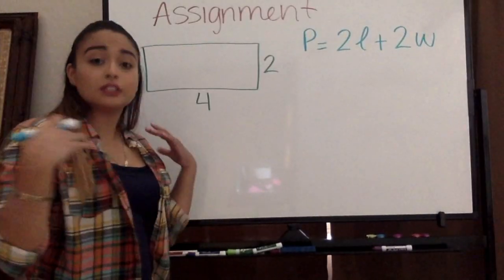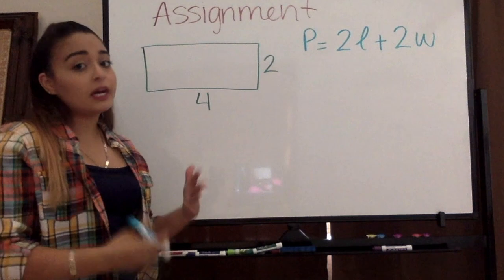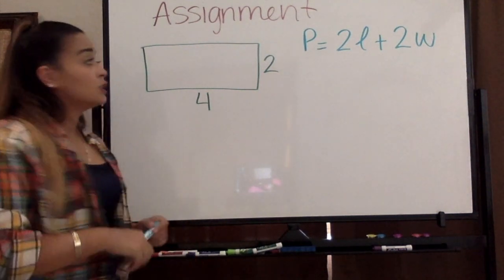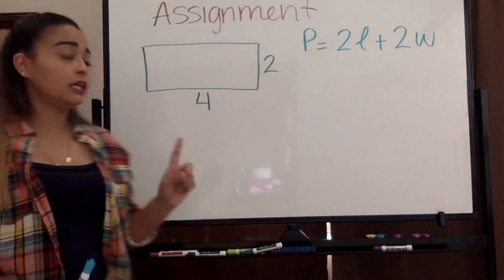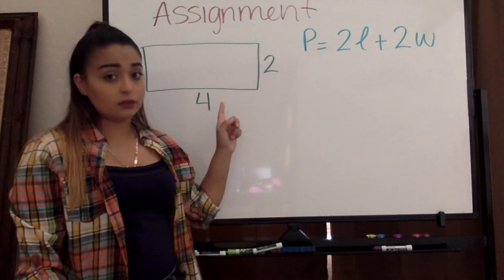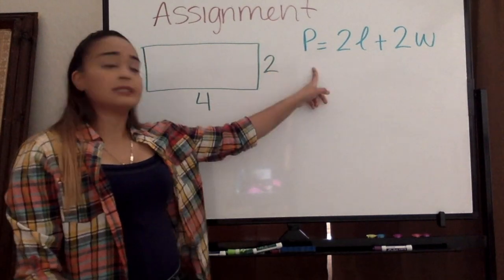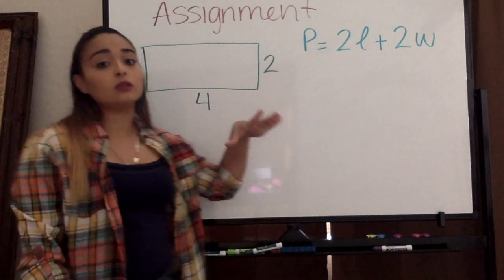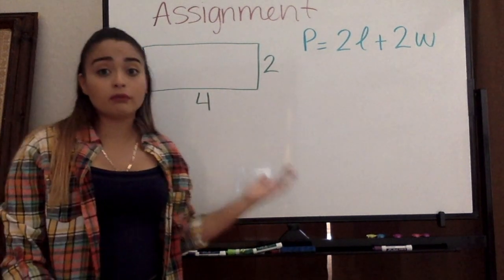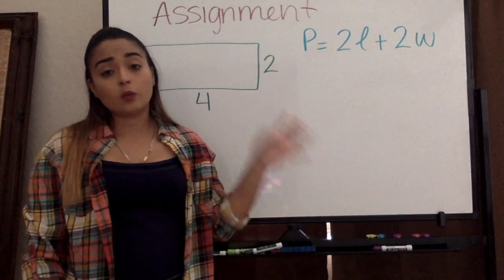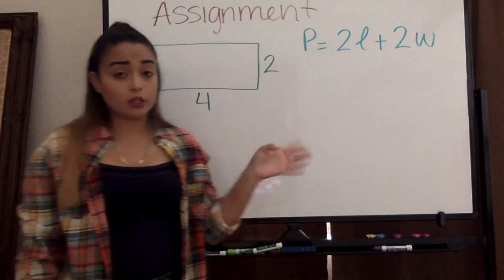Okay, we're going to go into your assignment for today, but I'm going to do one as an example for you guys first. So the first one we're going to be doing is finding the perimeter of this rectangle, okay? And it's the same exact formula whenever you're finding the perimeter of any rectangle. Sometimes the length and the width will vary. Well, actually, the length and the width will always vary as to what rectangle you are using.